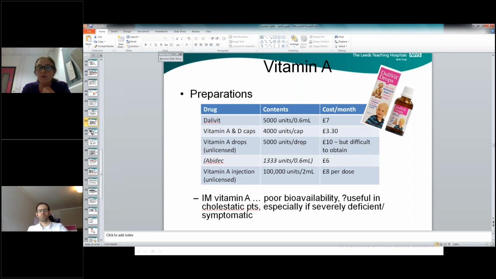There are drops available, but they're unlicensed, and so they're more difficult to get hold of. There are also capsules that are available for older children who can swallow capsules, and there is an IM preparation, although it's got pretty poor bioavailability, so we don't tend to use it unless we've got somebody who's actually properly symptomatic from vitamin A deficiency, so blind, then we would go for IM.